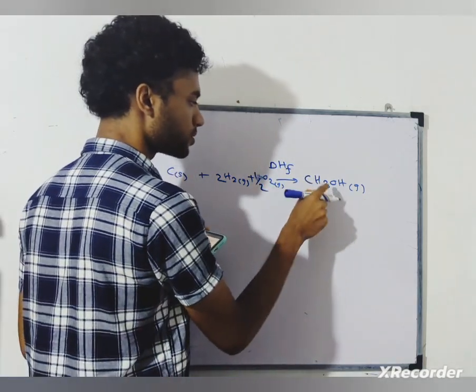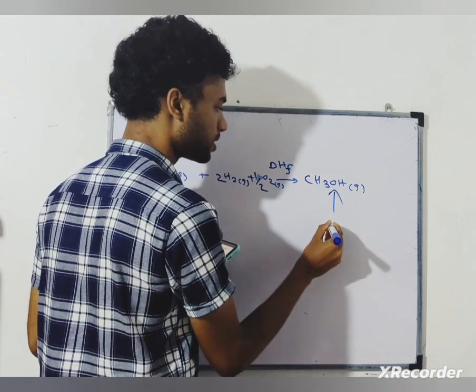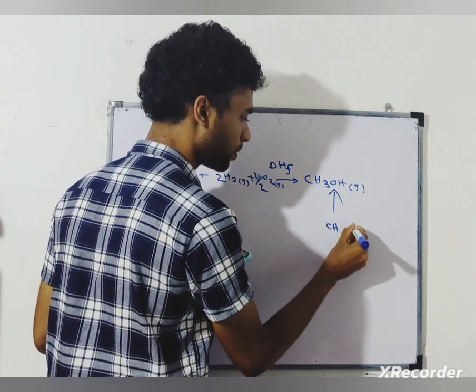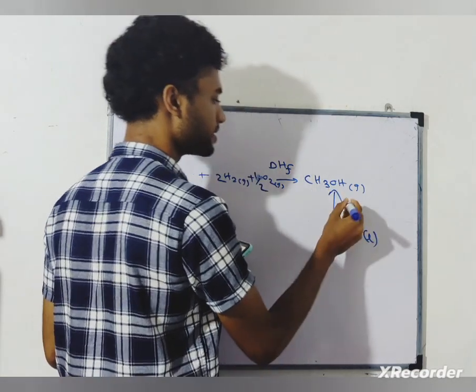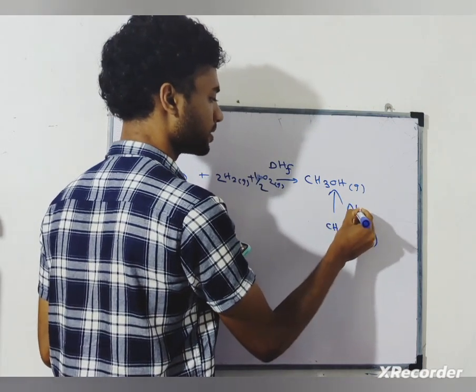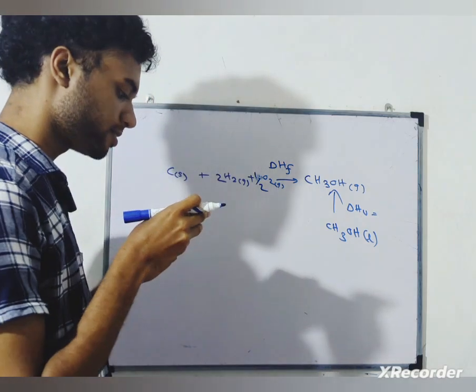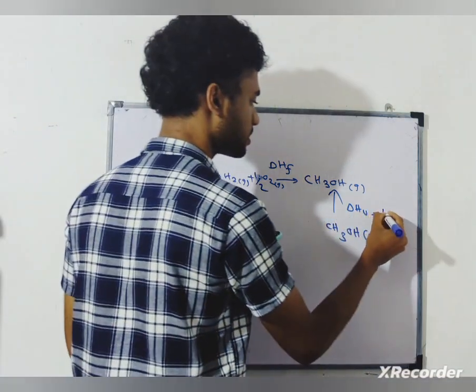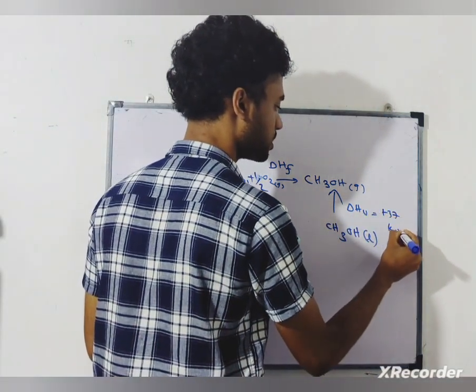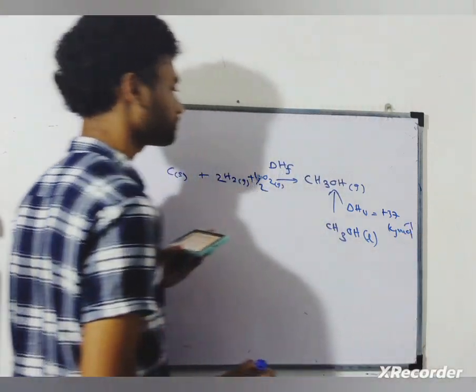Now, CH3OH gas can be formed from CH3OH liquid. So this is the enthalpy of vaporization. What's the value that they have given you? Enthalpy of vaporization that they have given you is plus 37 kilojoules per mole, right.